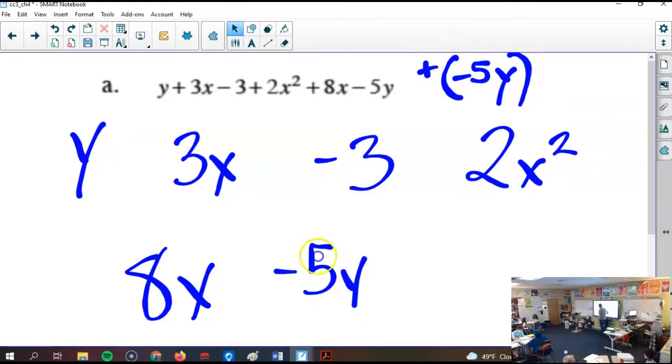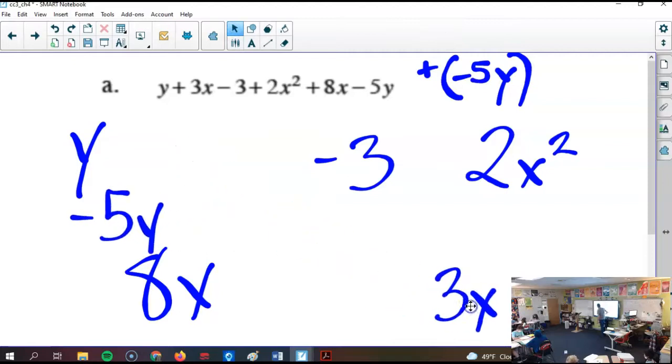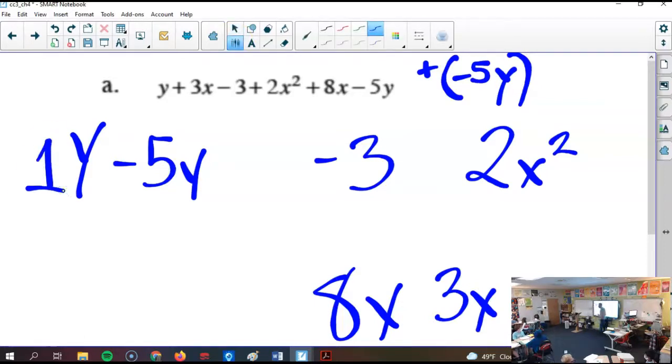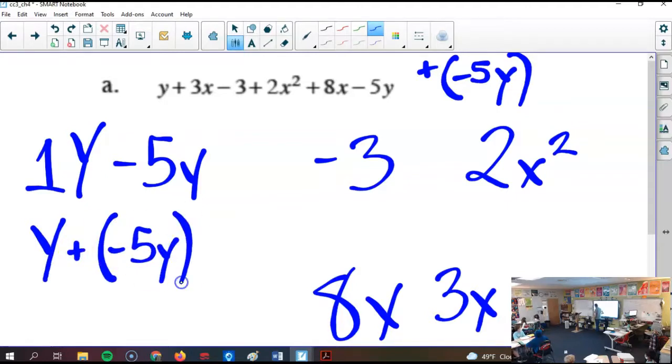Because if I group up and move my like terms to be with each other, if I have a y, does it make sense to take away 5? Not really, because I can't do that, quote unquote. But what I can do is have a good guy, 1y, fight with a bad guy, 5y. Who's going to win, the good guy or the bad guy? Bad guy by how much? 4.